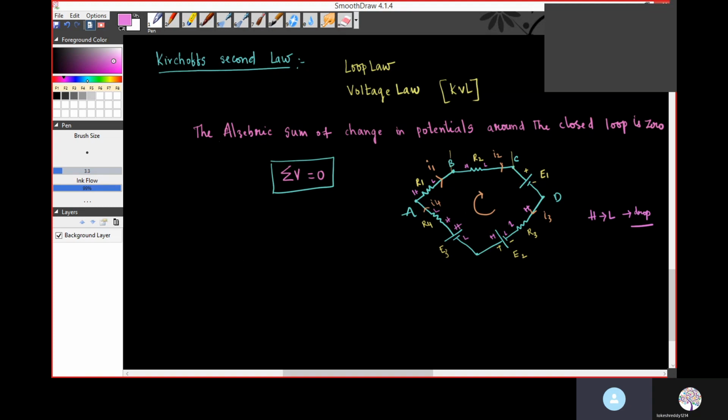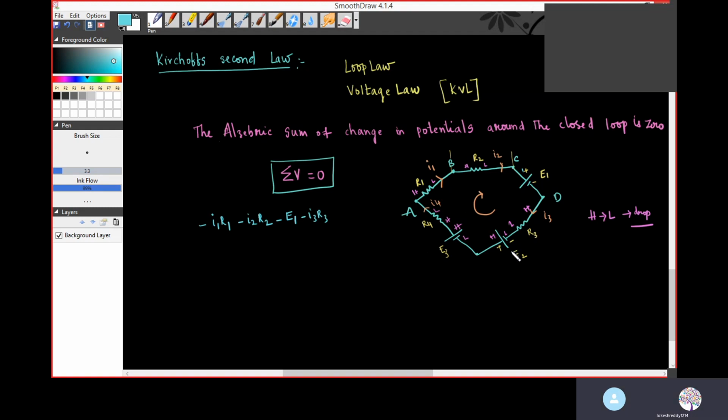So I'll just write the equation now. Look here. So I1, high to low means drop, so minus I1 R1. Here high to low, minus I2 R2, because there is a drop. Now this is high, this is low. High to low drop, so minus E1. Then here I3 R3, high to low drop, minus I3 R3.